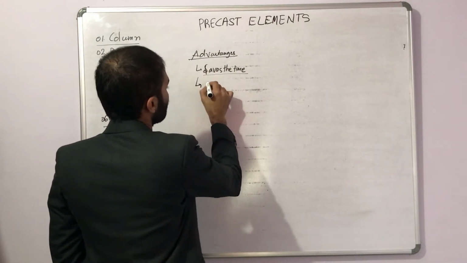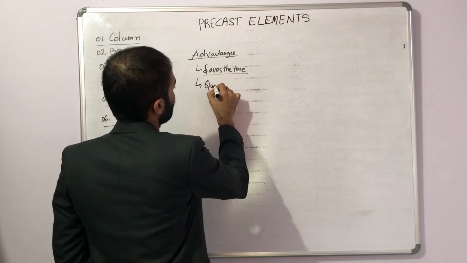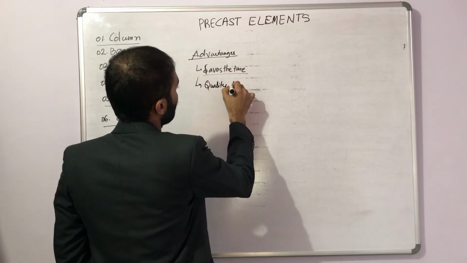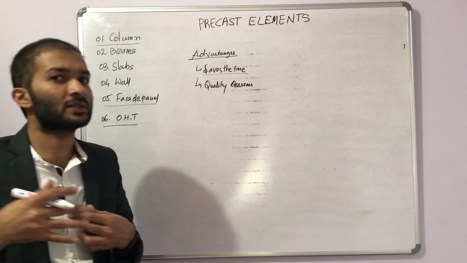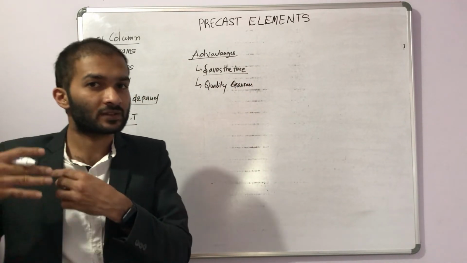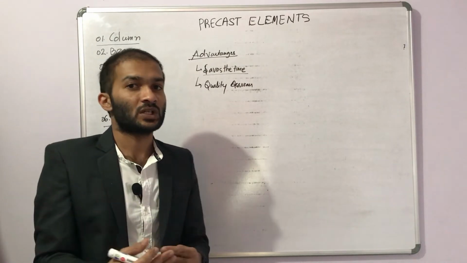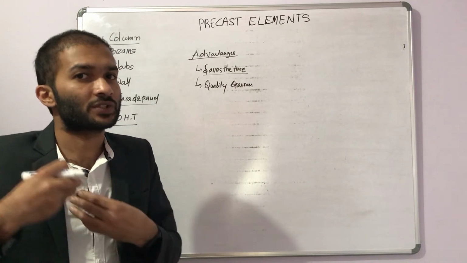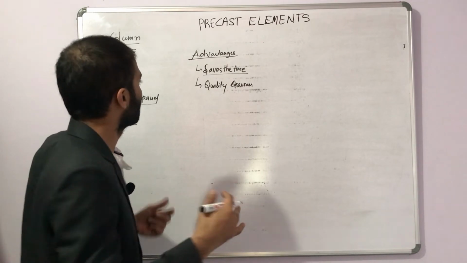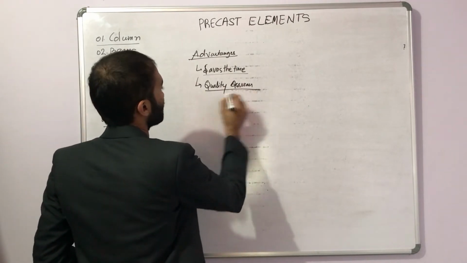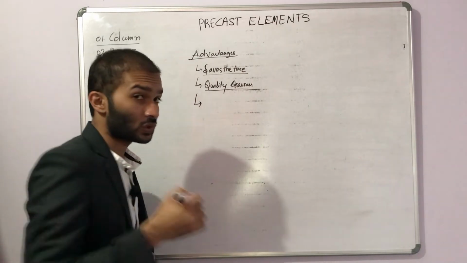The next is quality assurance. Because every element is cast in the factory in a controlled system, the quality of the product produced from the factory is high end. So there is no compromise in the quality. And the next is cost effective.